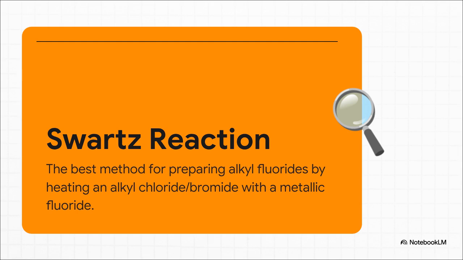For that, we have the Schwarz reaction. This is the go-to method for making fluorides. Again, we're doing a halogen exchange, but this time with a metallic fluoride like silver fluoride. It works on the same principle. The silver chloride precipitates out, and we get the alkyl fluoride we wanted.